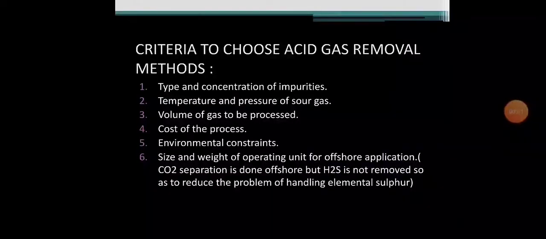Criteria to choose acid gas removal methods. First, type and concentration of impurities. Second, temperature and pressure of sour gas. Third, volume of gas to be processed. Fourth, cost of the process. Fifth, environmental constraints. Sixth, size and weight of operating unit for offshore application. CO2 separation is done offshore, but H2S is not removed so as to reduce the problem of handling elemental sulfur.